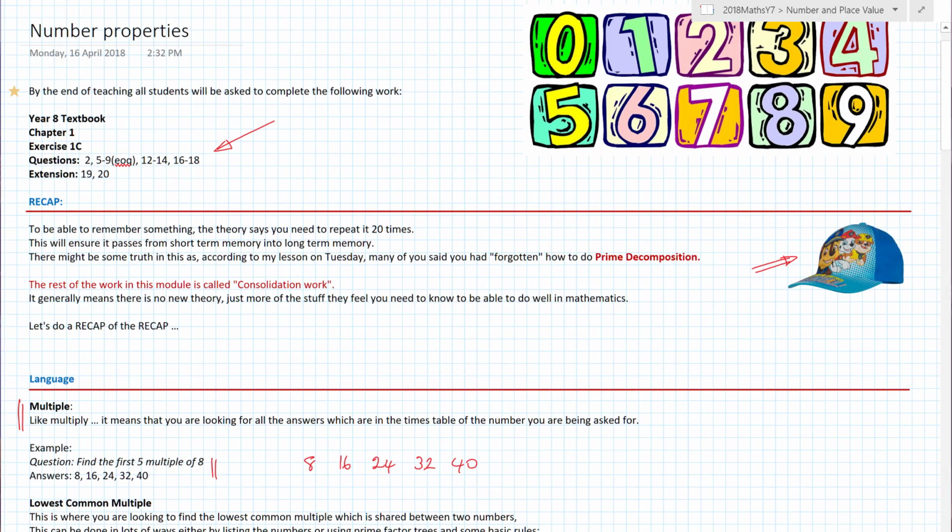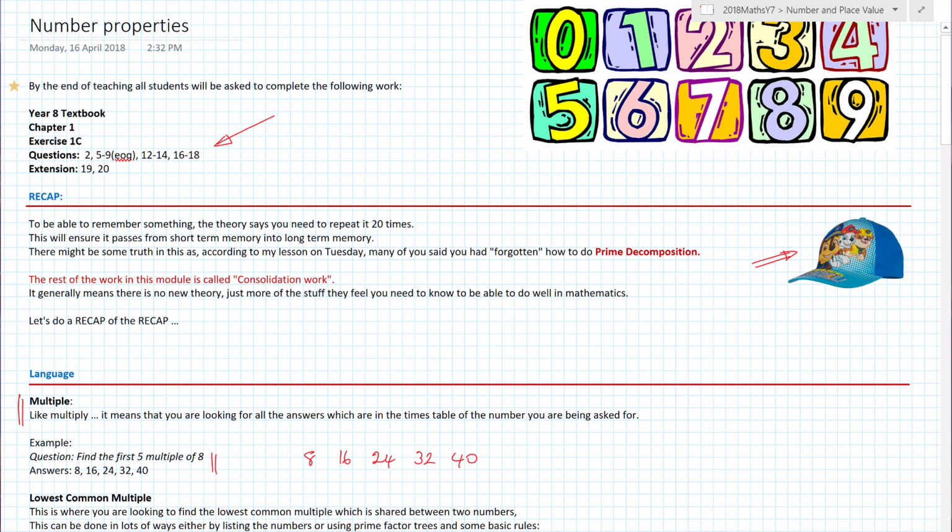Believe it or not, ladies and gentlemen, that's it for number properties, right? Those are the questions I would very much like you to do if you're following along. Otherwise, I hope you've learned something useful.